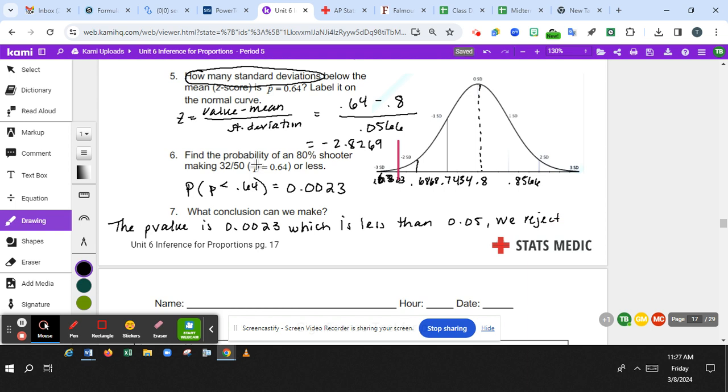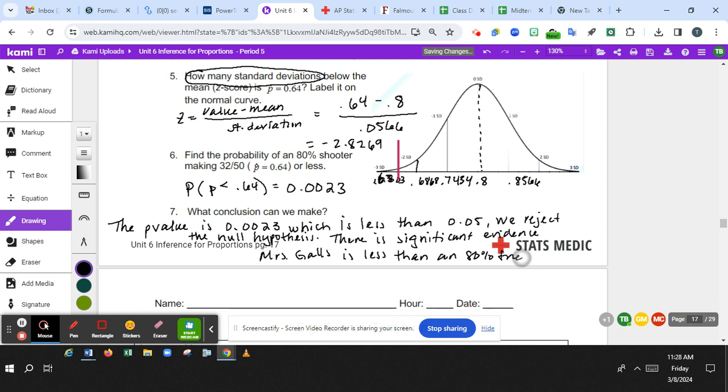and we're going to state the null hypothesis. We reject the null. Okay. There is significant evidence Mrs. Glass is less than an 80% free throw shooter. Okay, and we'll call it quits there.